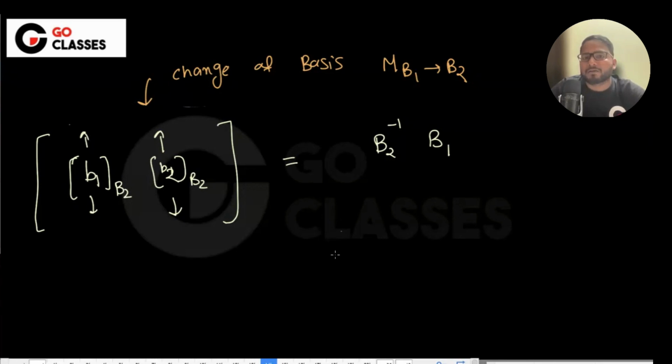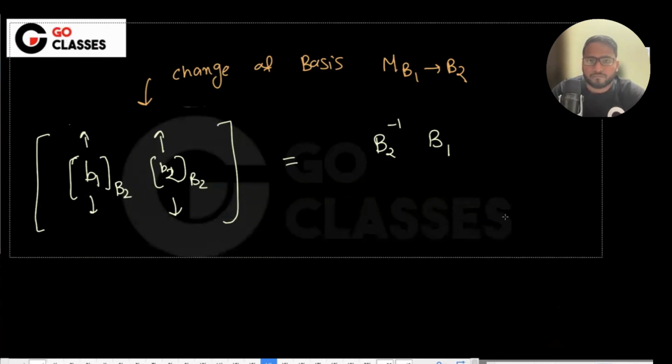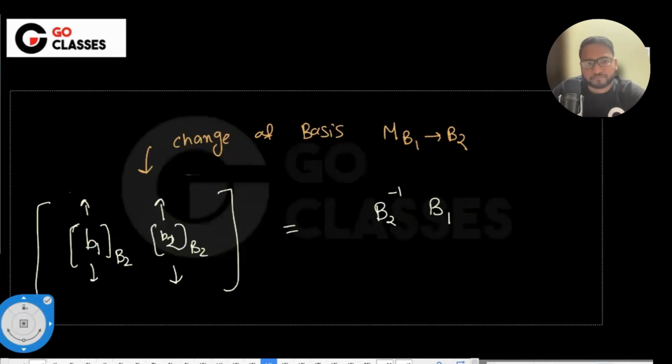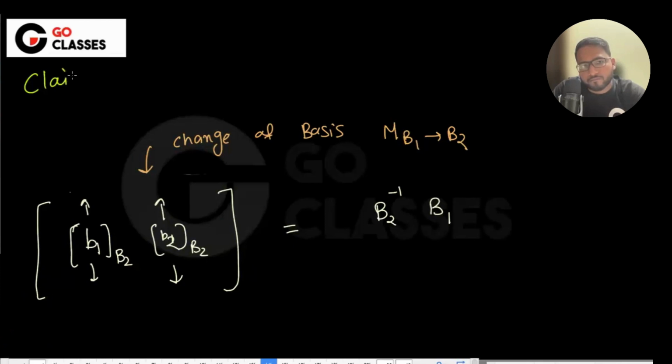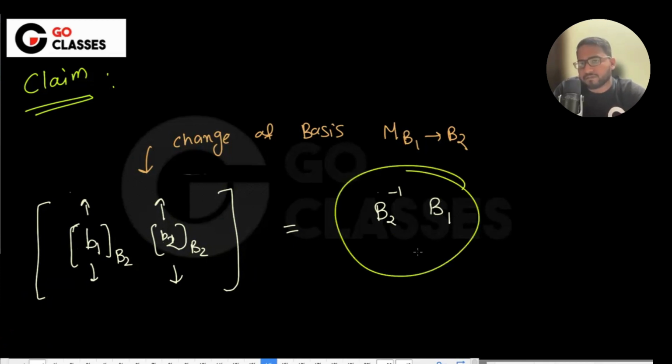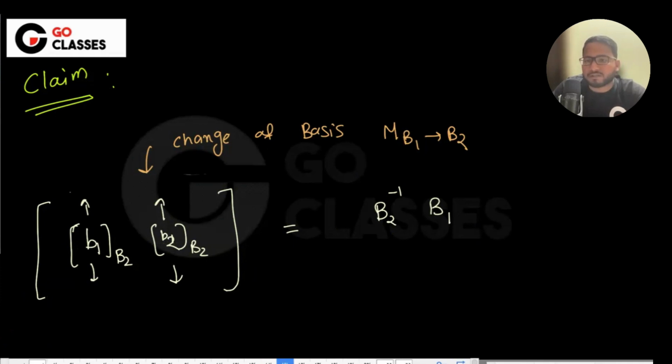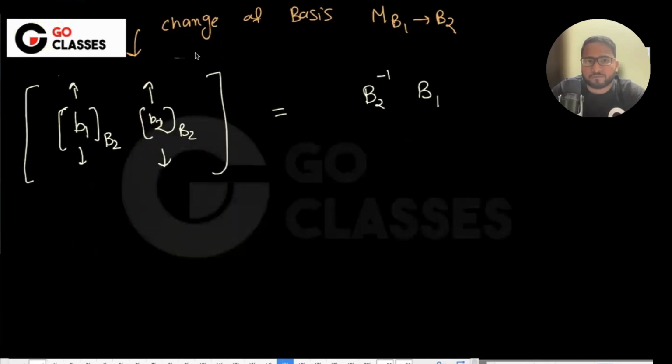Okay, great. So see here that this b1 with respect to b2 is nothing but b2 inverse b1, right? So this is my claim, by the way, right? And I want to prove this claim. The claim is that the change of basis matrix is this, which is the same as this. Now I want to prove this, right? So let's try proving this. Okay, let's see if we are able to prove it successfully.